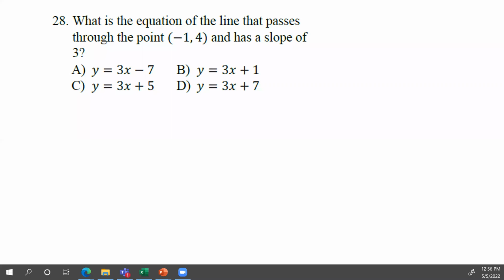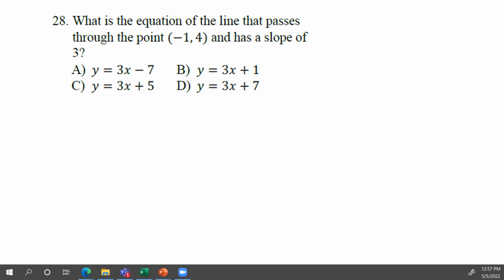All right, all the ones that we're taking a look at today are dealing with equations of lines. So linear equations. The first one, number 28, says: what is the equation of the line that passes through the point (-1, 4) and has a slope of 3?